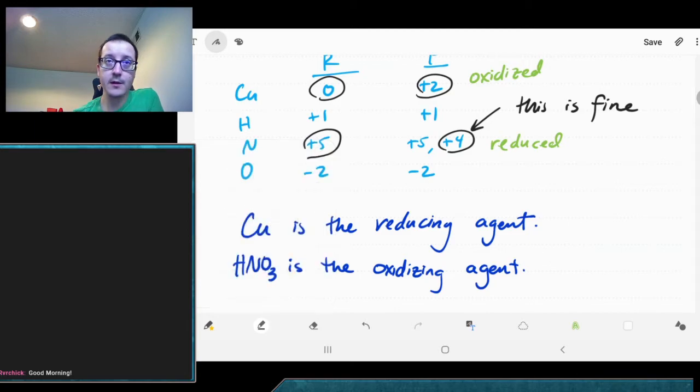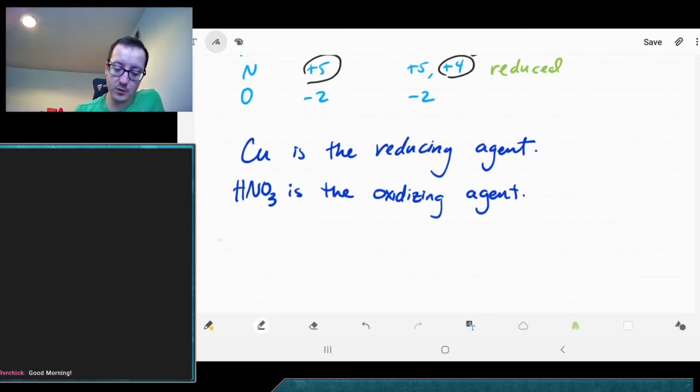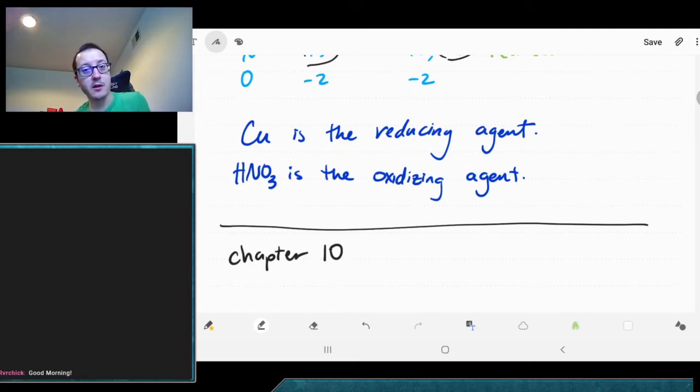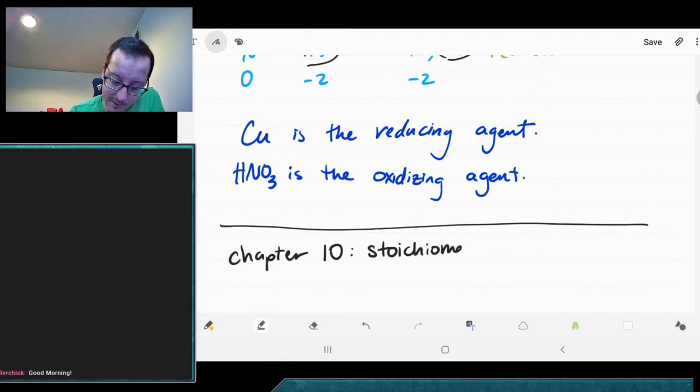Cool. So then, we are going to move on to chapter 10. There are 11 chapters, of course, so we are almost done. This one has a fun title, Stoichiometry. We will see what this means as we go through.